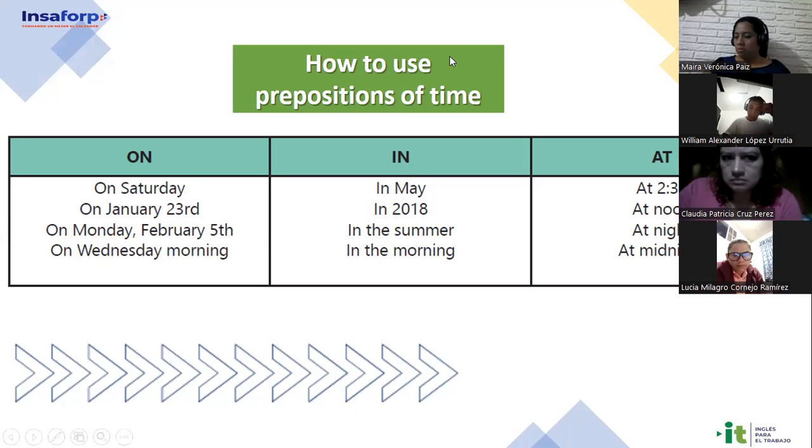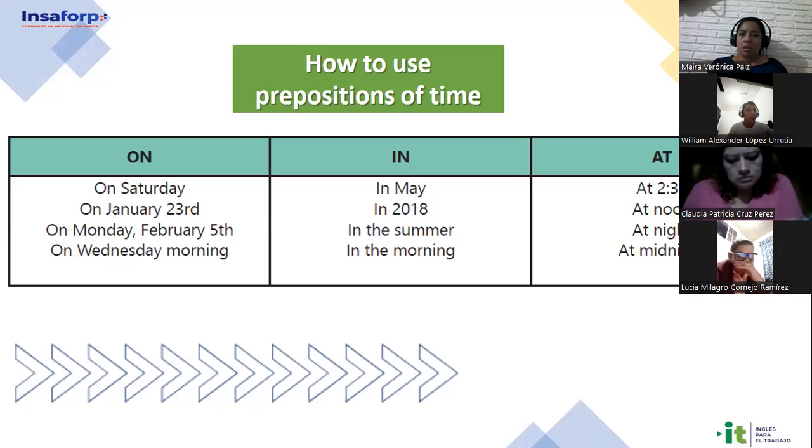Okay. Now, when you use dates, you know, fechas, we say on. For example, what day is today? Today is October the 12th, right? Hoy estamos 12 de octubre. So we say on October 12th. So, repetition. We use on for days, días, right? And dates, fechas. También si combinamos las fechas y los días, igual vamos a usar on, right?